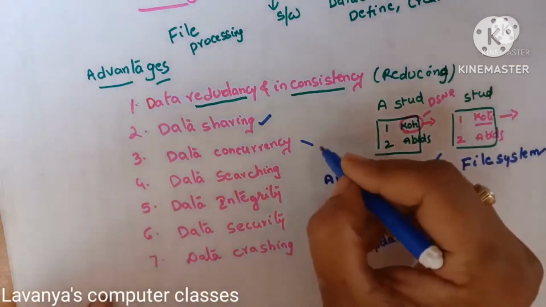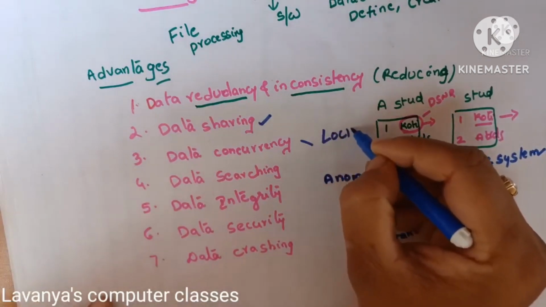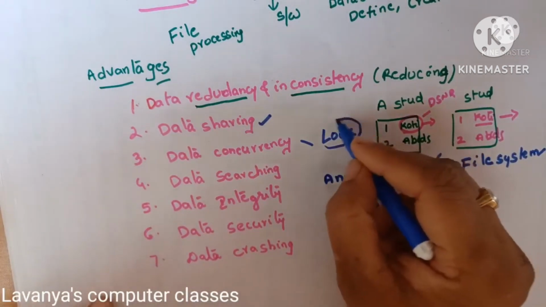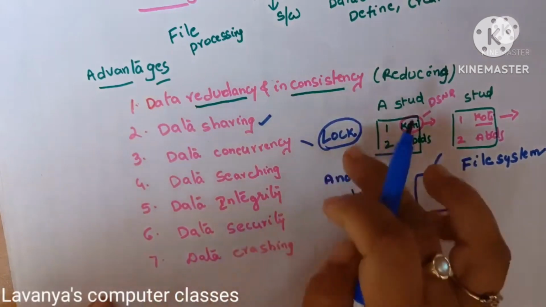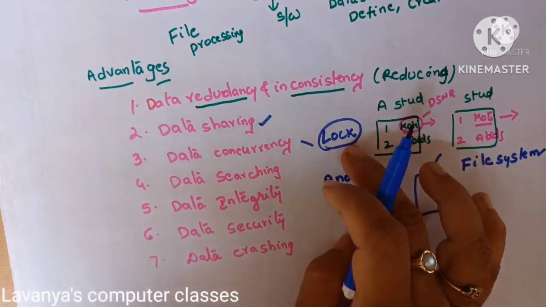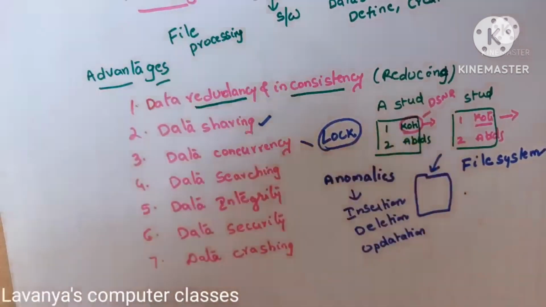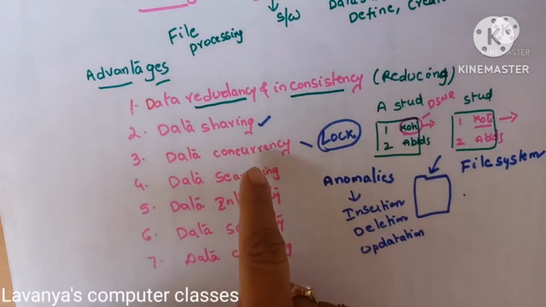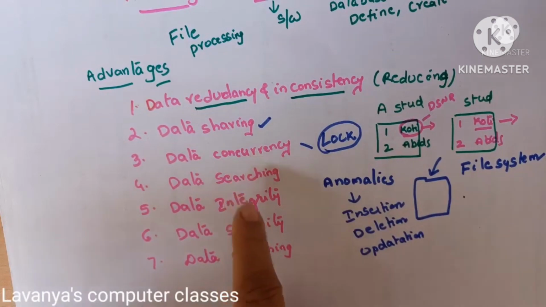So in DBMS we have a lock system. Using the lock we have to maintain concurrency. These are known as concurrency techniques. These are available in DBMS but not in file processing systems. So that is also one advantage of data concurrency.